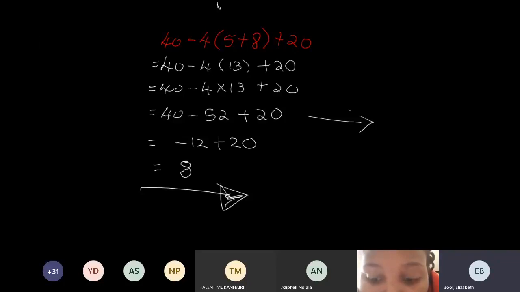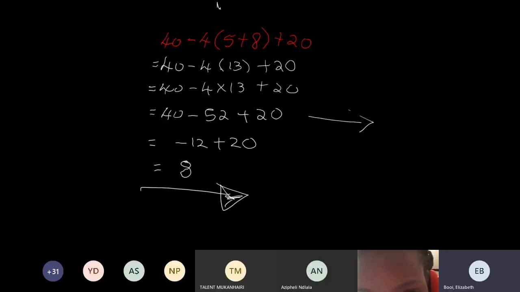When you apply the Bottommost rule. Remember Bottommost? Brackets first, exponents or powers, multiplication and division have the same priority. If both are present, we work from left to right. Same with addition and subtraction, we work from left to right.